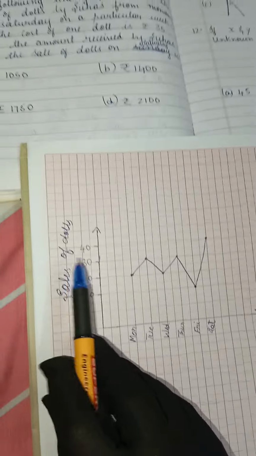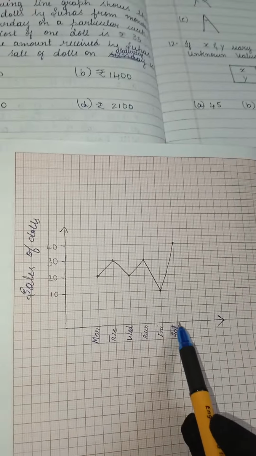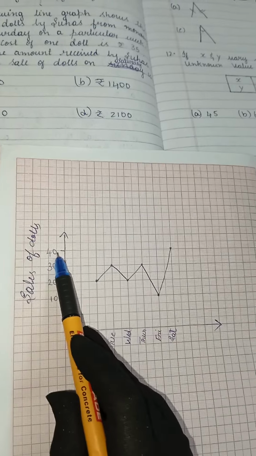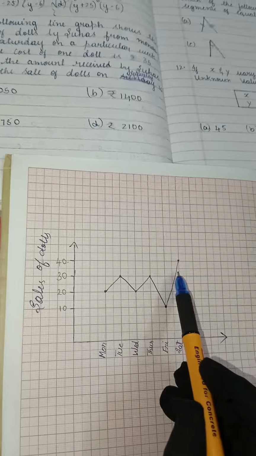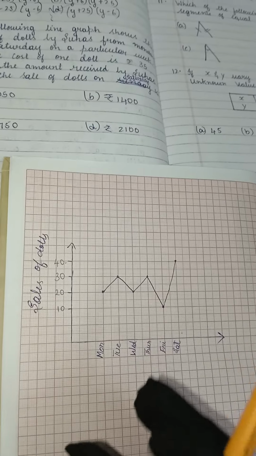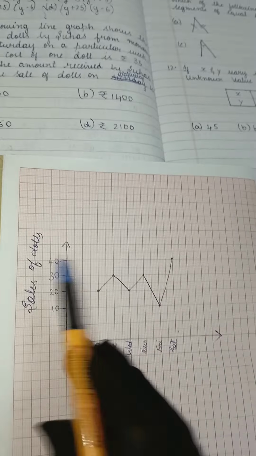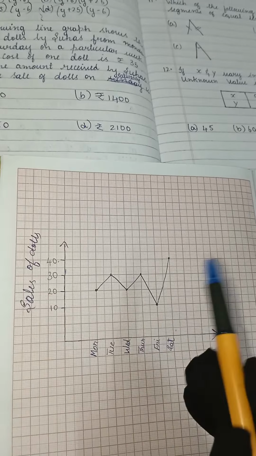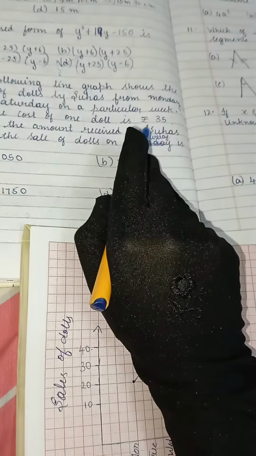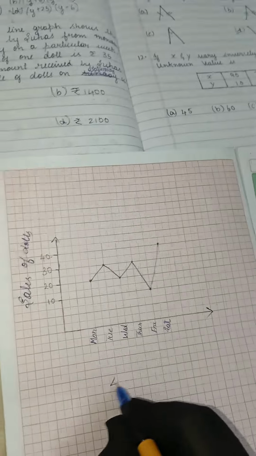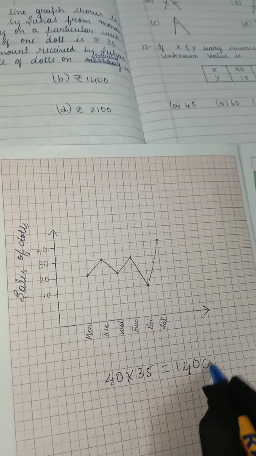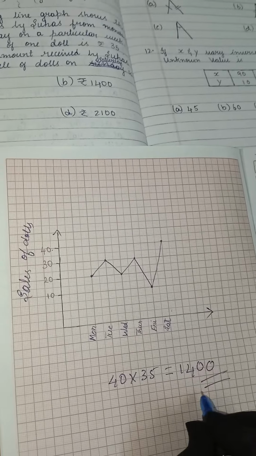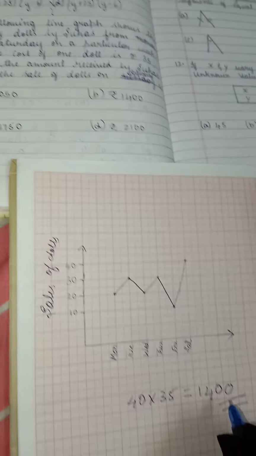See, what is the sale of dolls on Saturday? This is Saturday. What is the sale of dolls? 40, right? 40 dolls were sold on Saturday, and it's asking us to find how much price Suhas received on Saturday. He has sold 40 dolls and the price of one doll is how much? 35. So 40 into 35 will give you 1400. So the price Suhas has received is 1400. So our answer is option B here.